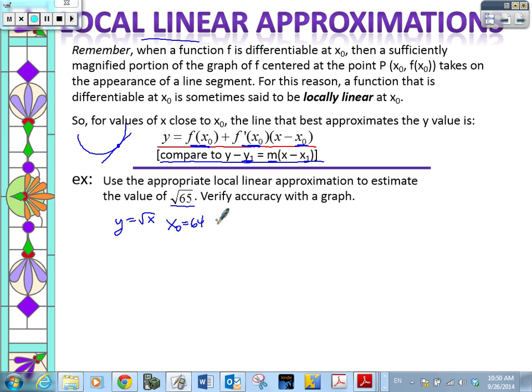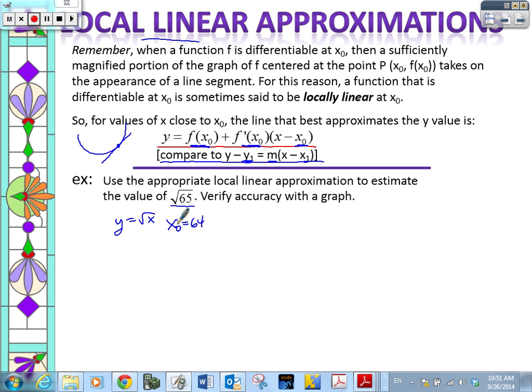Now, did they tell us to do that? No. We're doing that because we think that that is going to be the easiest one to work with, and we want to be close to 65. Because if we're not close to the point of tangency, then our estimate is just really off. So we want to be as close as possible. This one serves, we think, as the best choice.